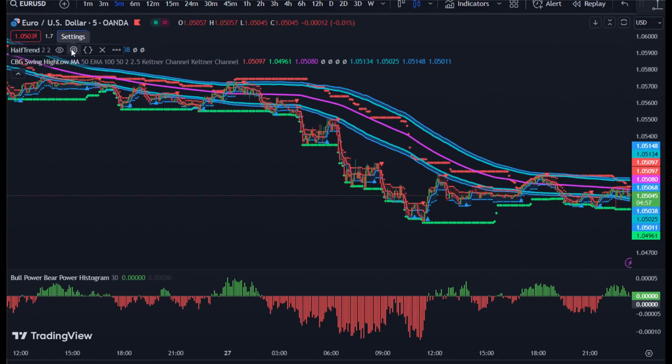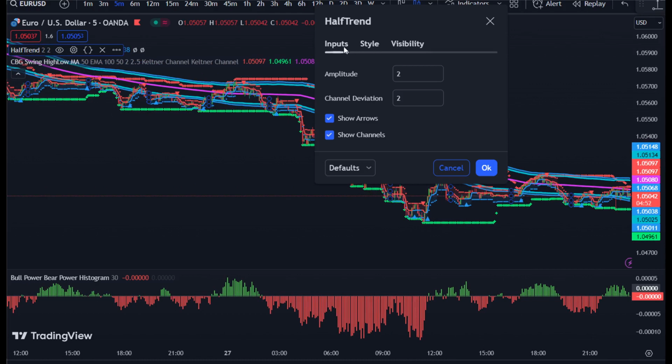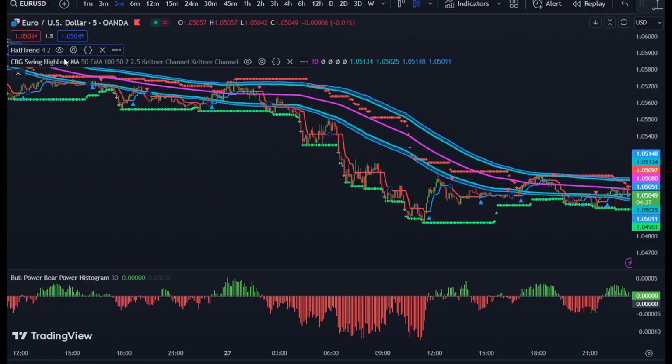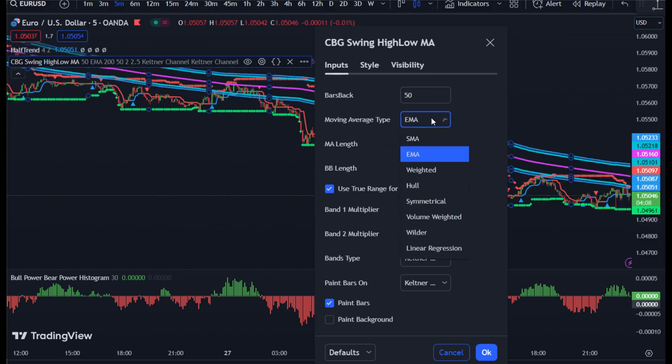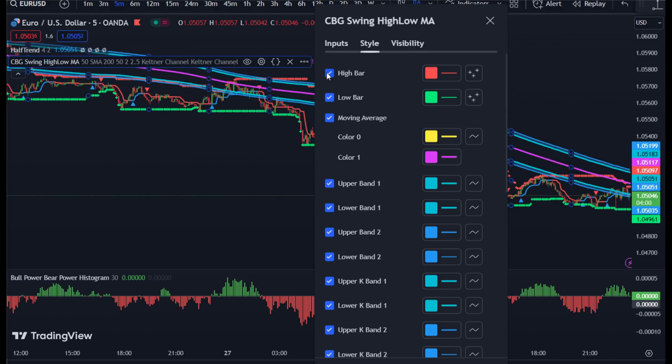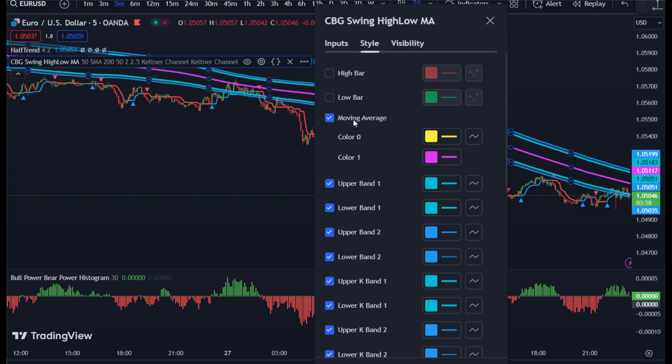So go to half trend, we're going to click on settings. Go to inputs. For the amp, we're going to change it to 4, and we're going to uncheck show channels. Go to the CBG indicator, click on settings. The MA length, we're going to change it to 200. We're also going to change the moving average type to the SMA. Under style, we're going to uncheck all of these boxes except for the moving average.